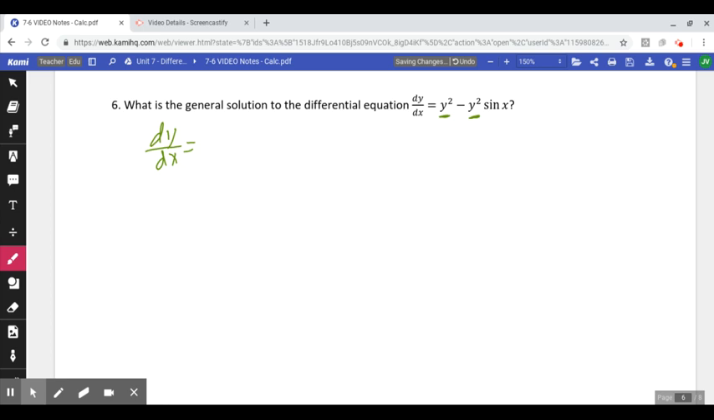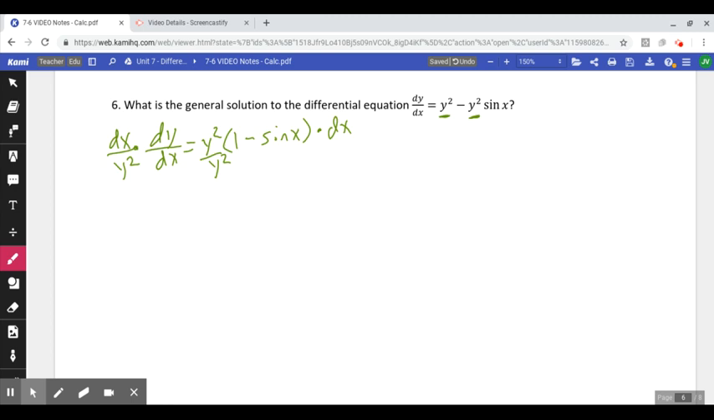The very first thing I need to do here is factor that y squared out. I want to get y squared times something in terms of x. If I can have y squared times 1 minus sine of x, that's going to work out well for us. Now we can go about separating the variables. So I'll multiply each side by dx, and then I'll also divide each side by y squared. So the y squared will be down here in the bottom.